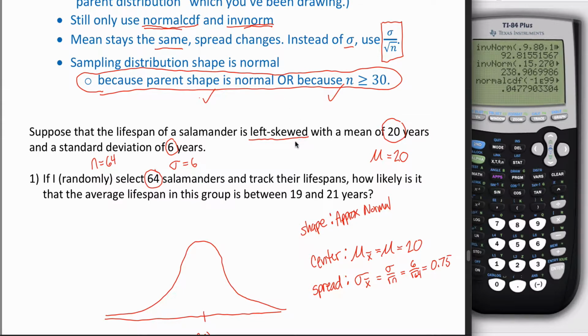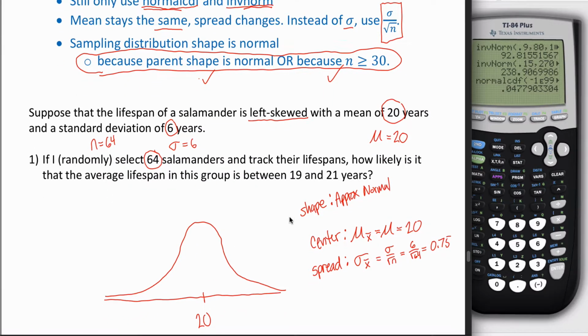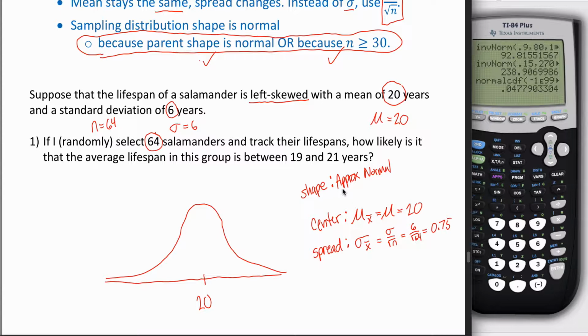So your teacher is going to write the problem in such a way that the shape of this sampling distribution, which is what I'm drawing down here, is approximately normal. But you might be asked to justify why. If you're in my class, you're definitely going to be asked to justify why. So your answer for why it's approximately normal is either this or this.